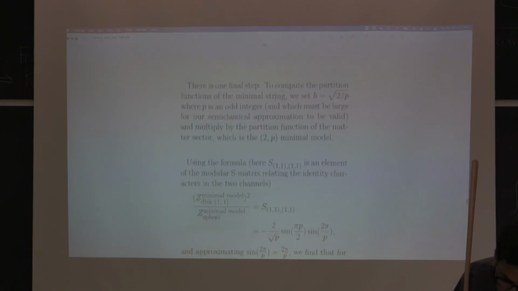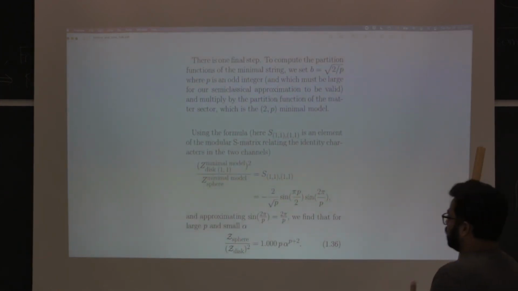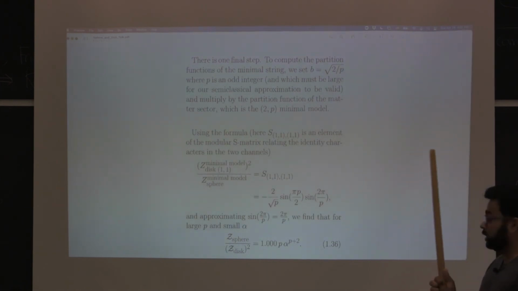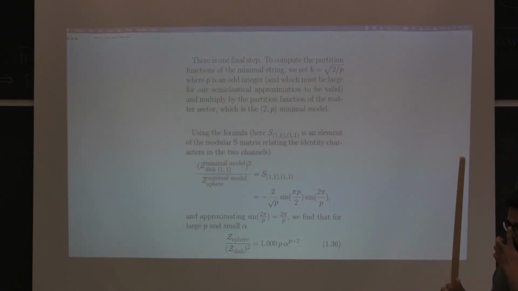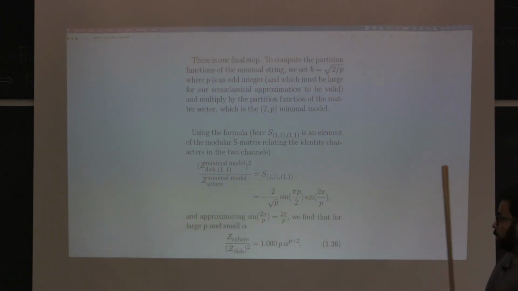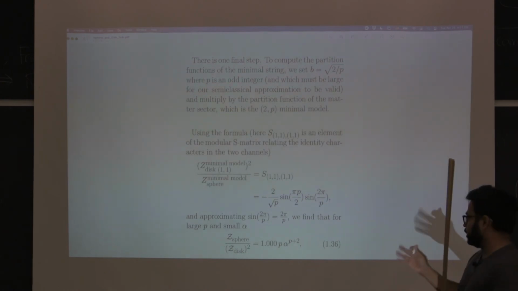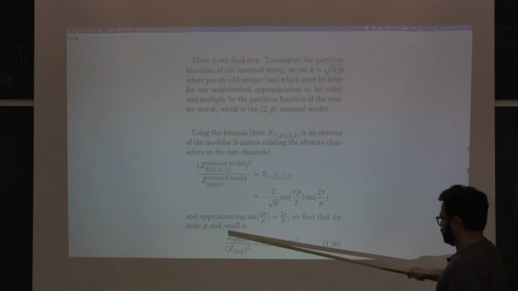Okay, but we are not done yet, because we just focused on the Liouville. I've been just hammering about the Liouville, but there's also the minimal model. So you need to compute the sphere over disk squared for the minimal model. The BC ghost is 1. Okay, you do that. You look it up in the yellow book, whatever, and then this is the answer.